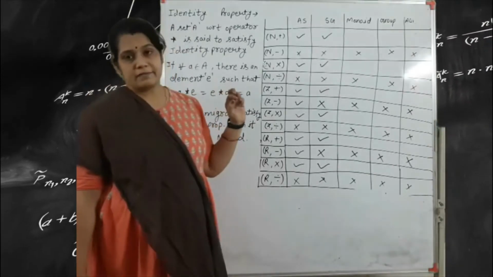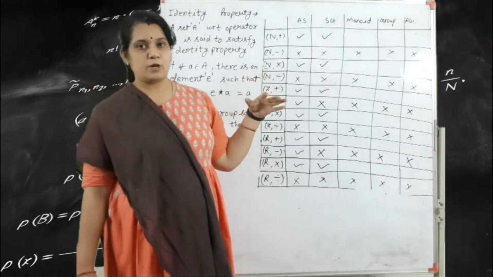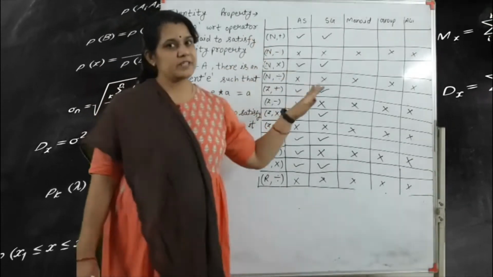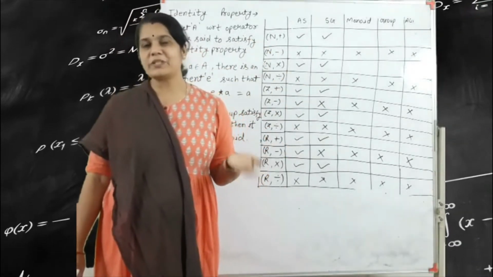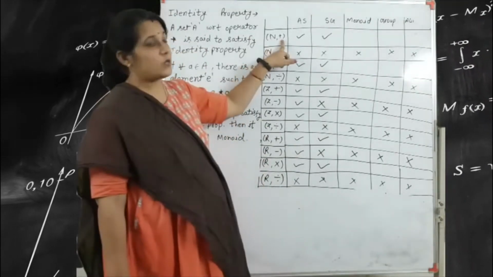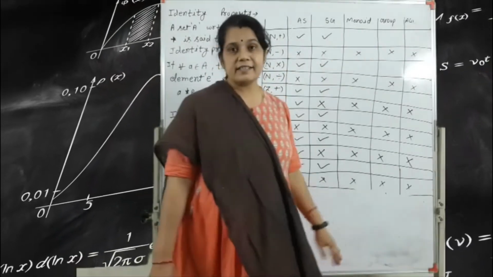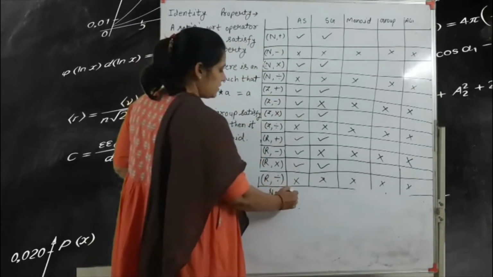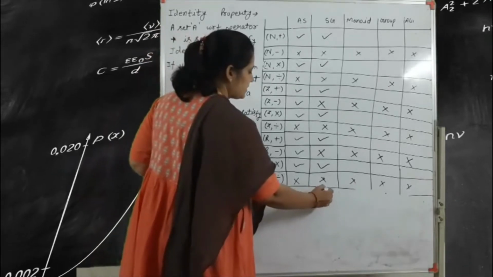Okay, so one by one we use the different types of set and operator and find out whether the given set and operator satisfy the identity property or not. Okay, so here N plus. So N plus, does it satisfy the identity property? First N, that means what? Here we use 1, 2 up to plus infinity.